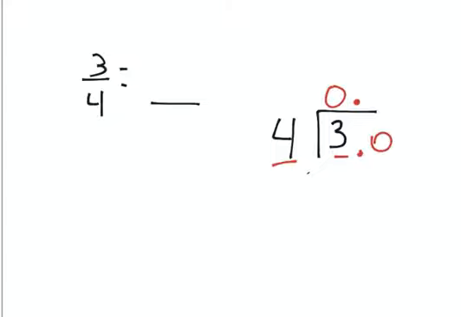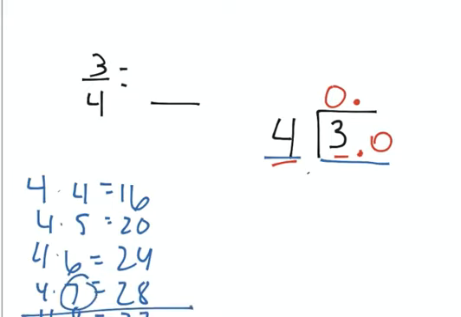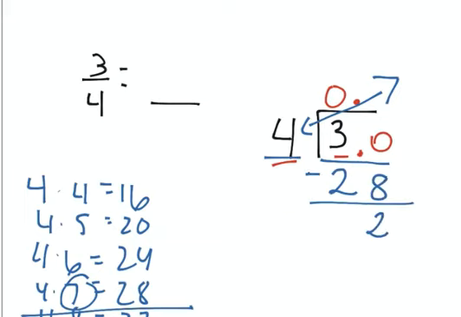Now you can say, how many times can 4 go into 30? Well, let's start doing our 4s. So let's start with 4 times 4. 4 times 4 is 16. 4 times 5 is 20. 4 times 6, 24. 4 times 7, 28. 4 times 8, 32. Too big. So I start with 4 times 7. So 4 can go into 30 7 times. 7 times 4, I'm going to write it directly underneath, is 28. I subtract, and I'm going to get 2.